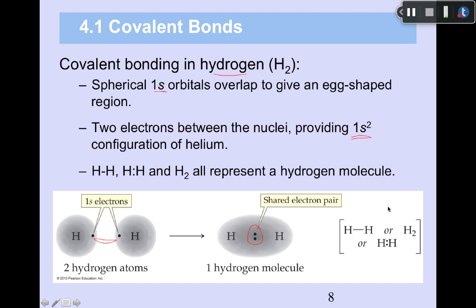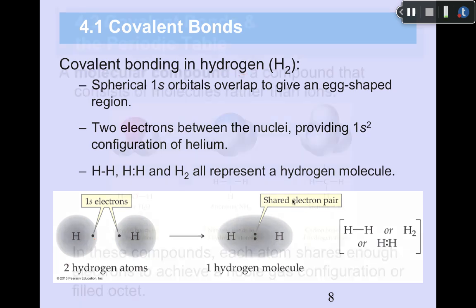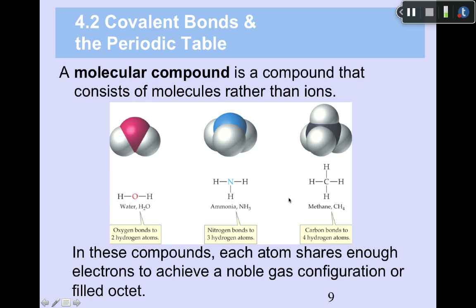There are multiple ways to represent these. All of these on the right are exactly equivalent. Some show more details than the others, but a shared electron pair is a covalent bond. A molecular compound is any compound that consists of molecules with shared electron pairs, not ions, where the electrons of the valence shell reach an octet by sharing. So they share enough electrons to get that noble gas configuration, the filled octet.